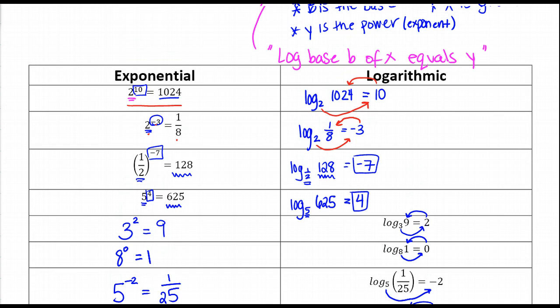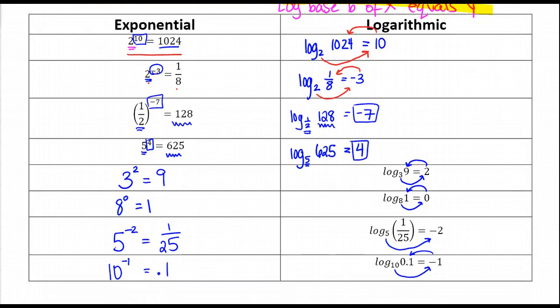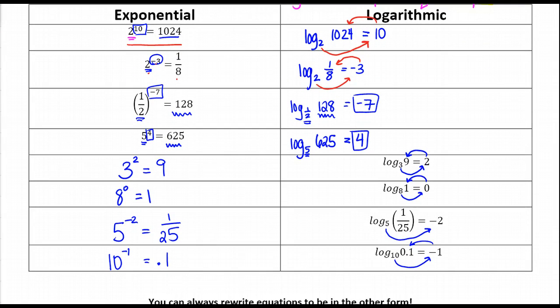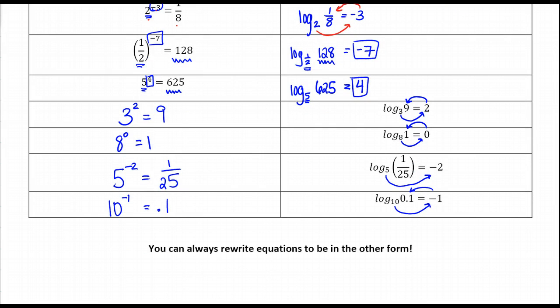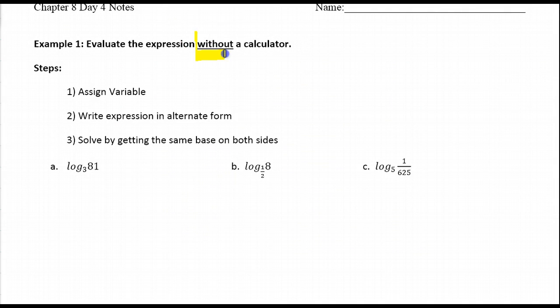So you do need to know this up here and over here. This is important. It's part of the definition, and it's the only way you're going to be able to rewrite it. And the more you do, the easier it becomes, and you might not have to refer back to that stuff. But the important thing is you can always rewrite equations to be in the other form. You can always, always, always go back and forth between the two, depending on what you need to do to solve your problem. So let's move on, and let's evaluate expressions without a calculator.